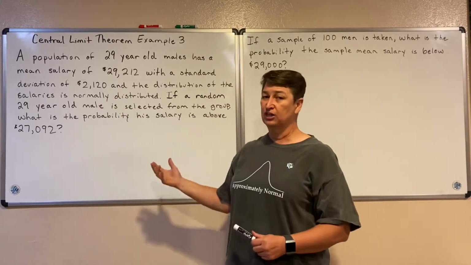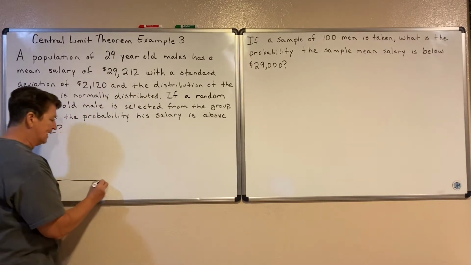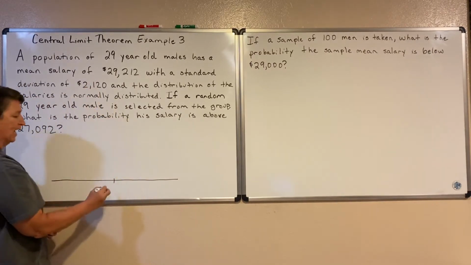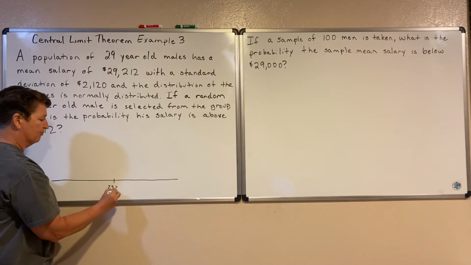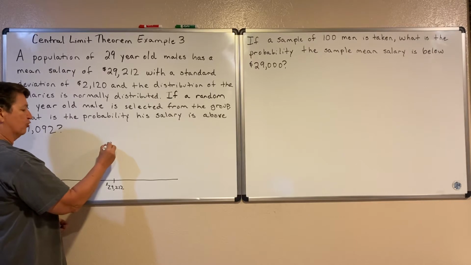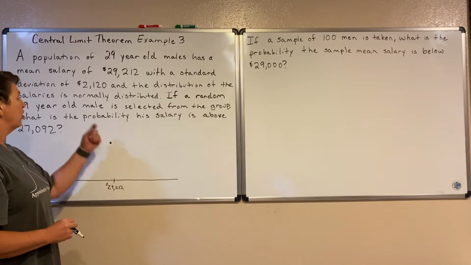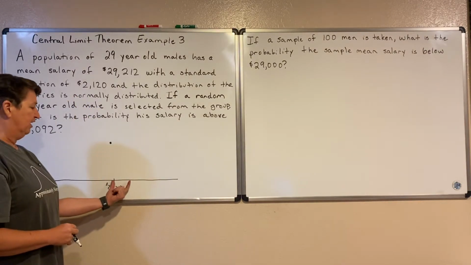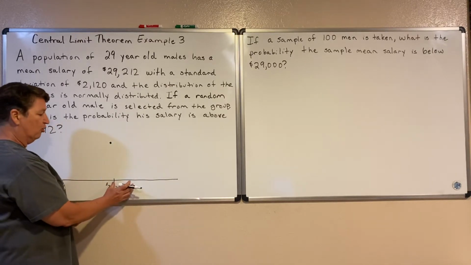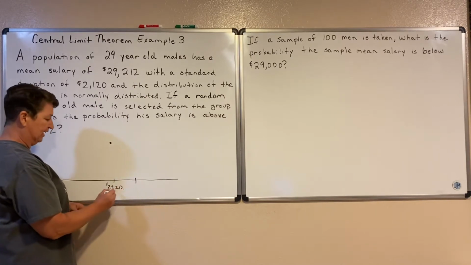So let's look at this distribution of data. First, we know that the mean of this distribution, which will be right in the middle, is 29,212. Remember that the mean is our peak of our normal distribution. It's where our mean, our median, and our mode sits. Then we know the standard deviation of this distribution is $2,120.